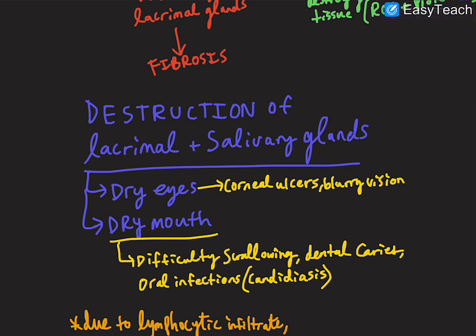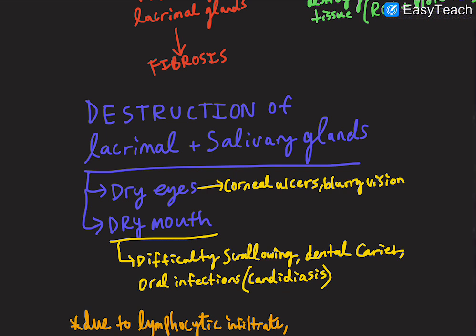Because saliva is important for neutralizing bacteria in your mouth. So if you don't have saliva, you have an increased chance of getting cavities, also known as dental caries. And then you can also get certain infections, like candidiasis, because again, saliva is good at neutralizing pathogens. So if you can't do that, you can have more infections like candidiasis.